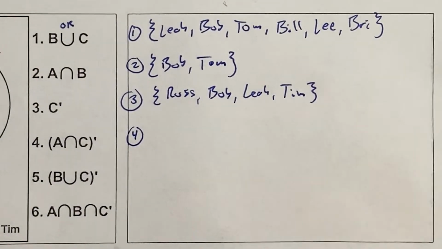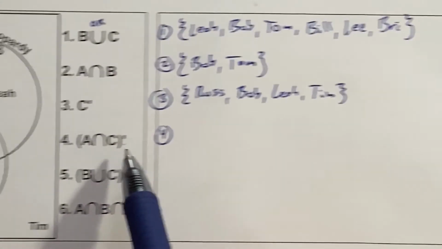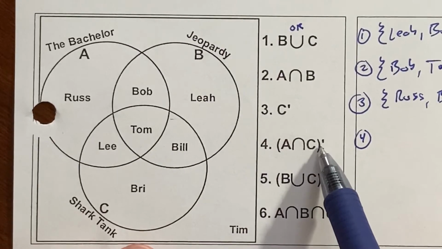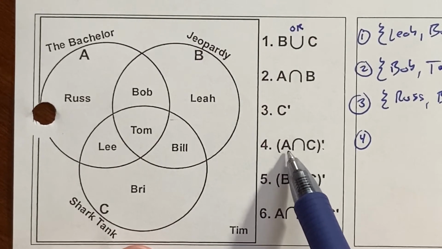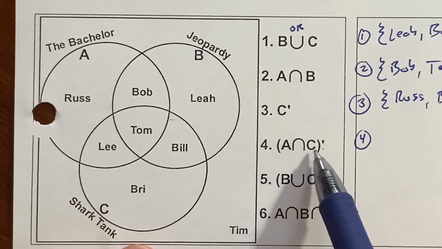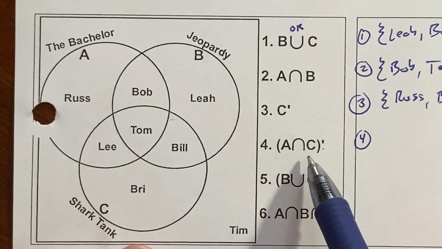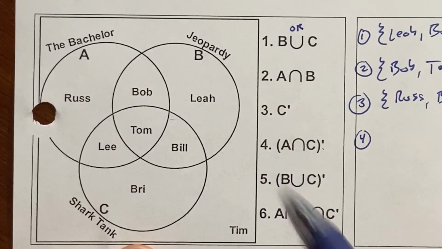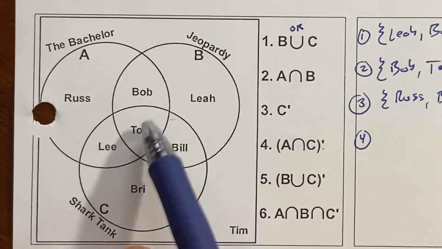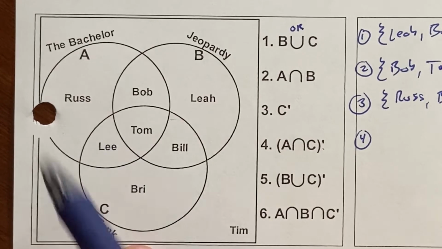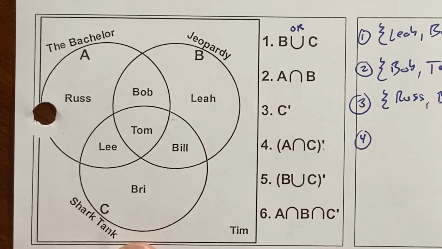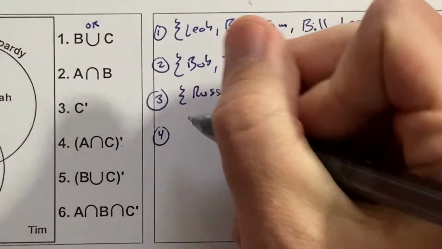Number 4, this would be not, okay? So all of those that don't watch The Bachelor and Shark Tank. Okay, well, who watches The Bachelor and Shark Tank? Lee and Tom, they watch both of them. So we want everyone else except Lee and Tom. So let's write everyone else except Lee and Tom.